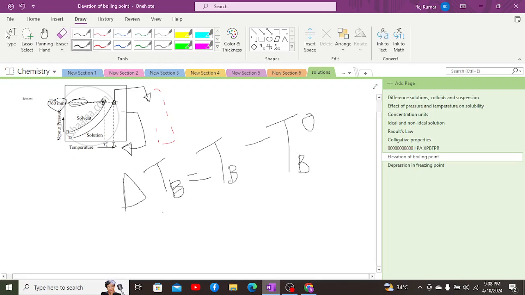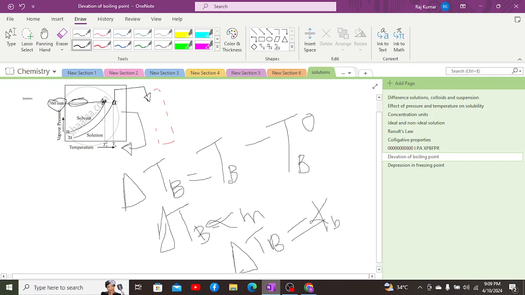Right? Now, it has been experimentally proved that the elevation in boiling point is directly proportional to the number of moles of solute, that is, directly proportional to the molality of the solution. When we remove the proportionality sign, we add a constant over here, which is known as the molal boiling point constant, molal elevation constant, or ebullioscopic constant, which is known as Kb.